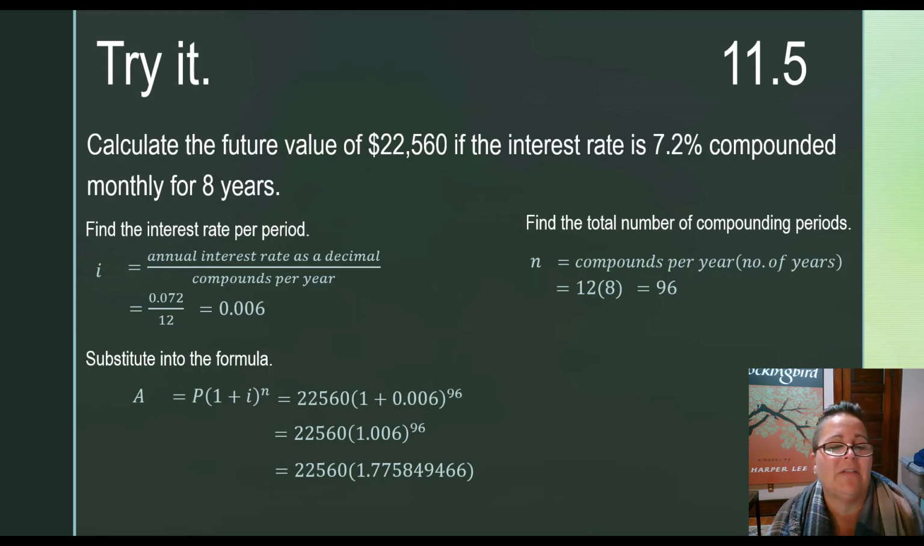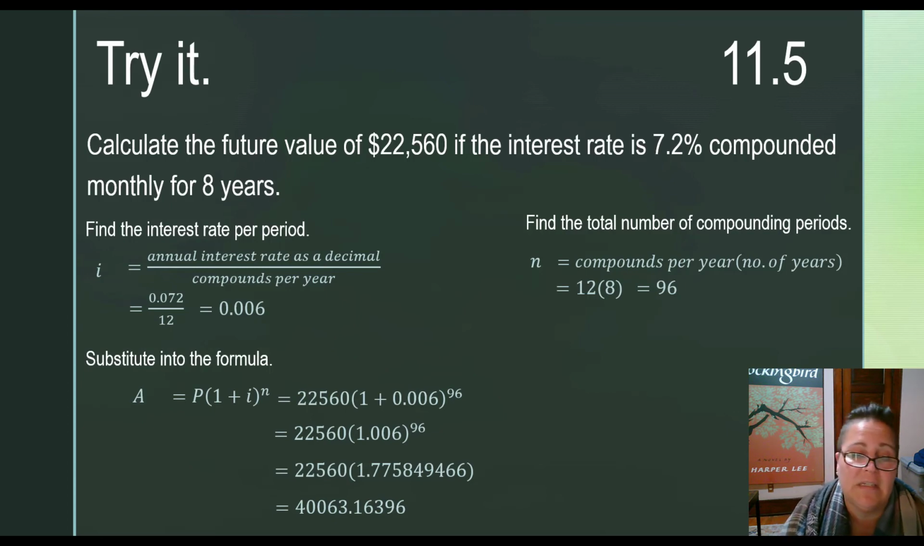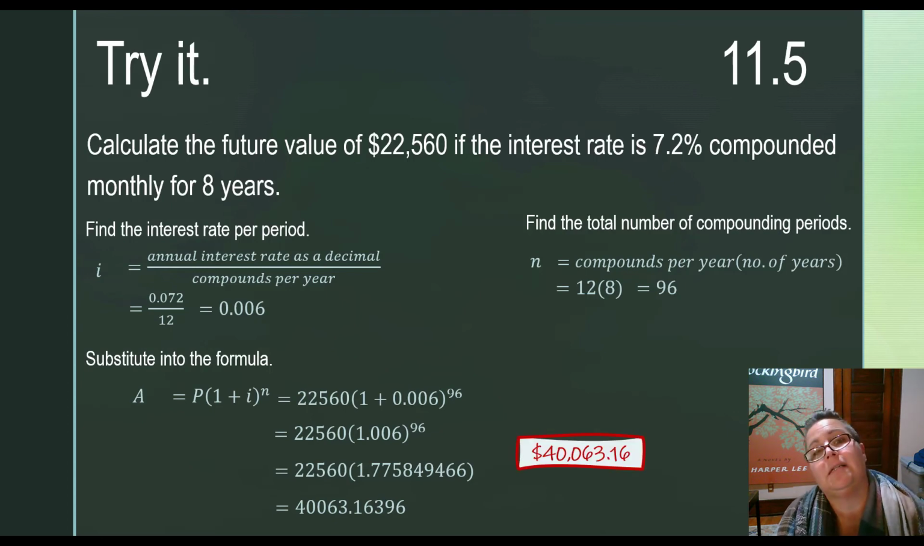22,560 times 1.775849466. You don't want to round this. You do not want to round. The bank will not round. It takes money out of their pocket. Banks will not round. So we are not going to round. We are going to keep all the decimals. Now, if you know how to use your calculator correctly, you know you won't have to clear and retype that. You can just get 1.006 to the 96th power, and you can just multiply that times 22,560 to get $40,063.16. We're rounding to dollars and cents.